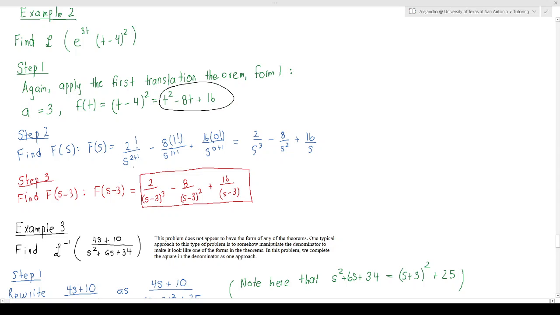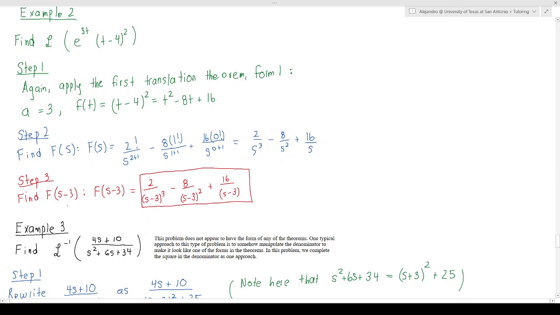Using the table, we have 2 factorial over s raised to the 2 plus 1, minus 8 times 1 factorial over s raised to the 1 plus 1, and the Laplace of 16, where the Laplace of a constant is just that constant over s, but you can formally write it also as 16 times 0 factorial over s raised to the 0 plus 1, and 0 factorial is 1. 1 factorial is also 1. So we have 2 over s cubed minus 8 over s squared plus 16 over s. That's our big F of s.